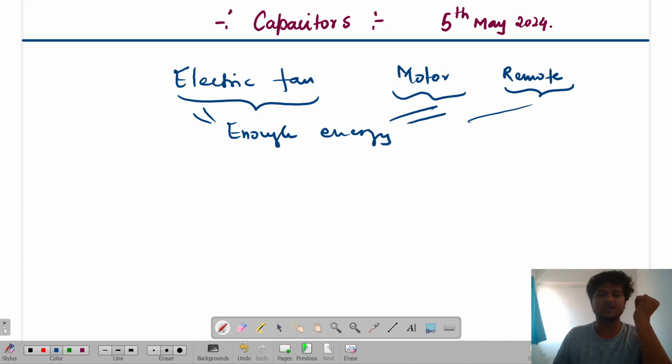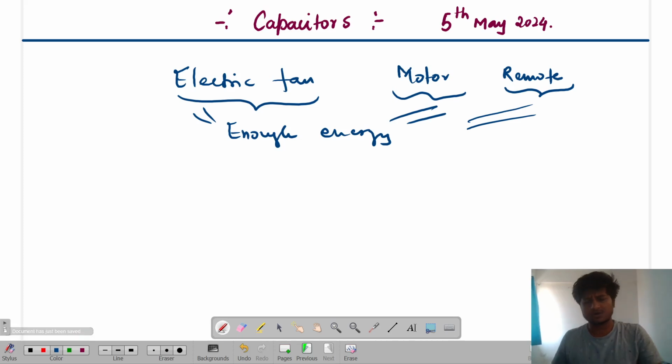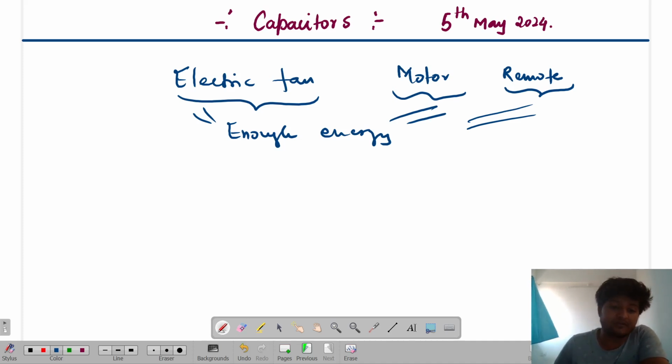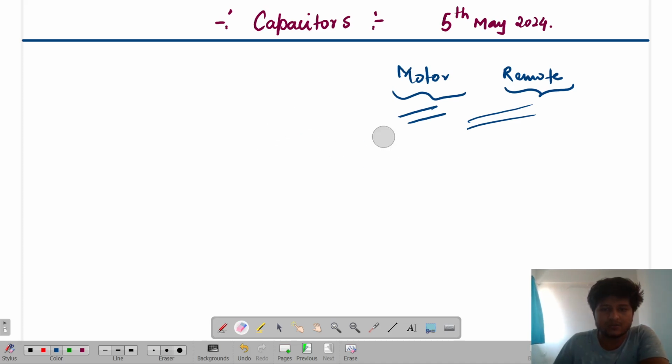They want the energy at the same instant of time. So there should be some device which can provide instantaneous energy, and that device is called a capacitor. Yes, so capacitor is that device. Look over here. Let us define it and then we'll move ahead.